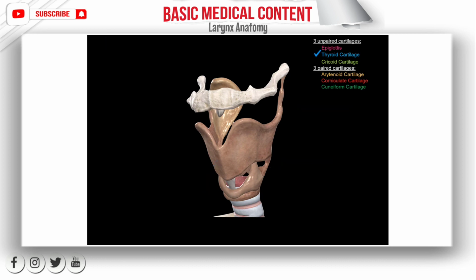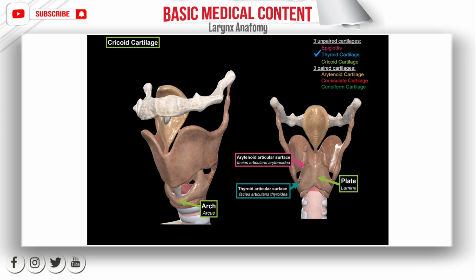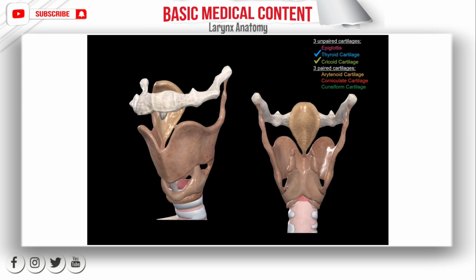Next is the cricoid cartilage, here in light green, located below the thyroid cartilage. The cricoid cartilage looks different depending on which side you're looking from. Anteriorly, it has an arch protruding forward, and posteriorly, it has a plate with 2 important surfaces. There is the arytenoid articular surface, which is where the arytenoid cartilage binds to the cricoid cartilage, forming a joint. And it has a thyroid articular surface, which forms a joint with the inferior horn of the thyroid cartilage. So that's all for the cricoid cartilage. Let's put a check mark here. Next is the epiglottis, which is here in purple.